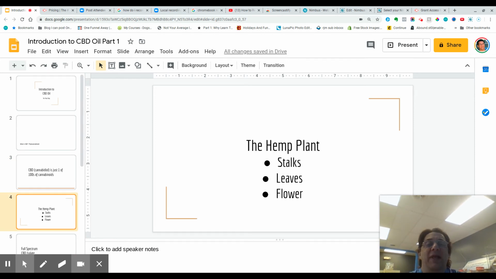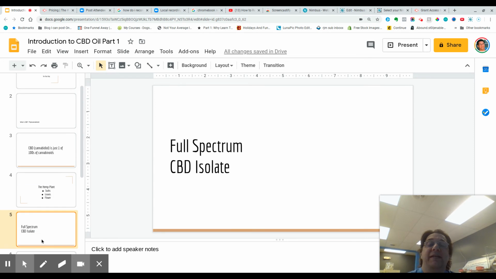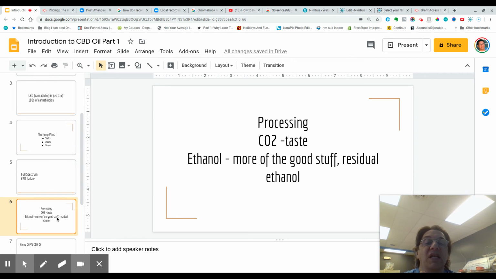When they cut the hemp plant down, they leave it in the field to dry, and they use the stalks, the leaves, and the flowers, and they mechanically separate it, put it in a vat, and extract everything. Whenever they extract everything, they call it full spectrum because it has all the stuff in there. The other one is CBD isolate, where they take just the CBD out of all the stuff they extracted. They like to process it in different ways.